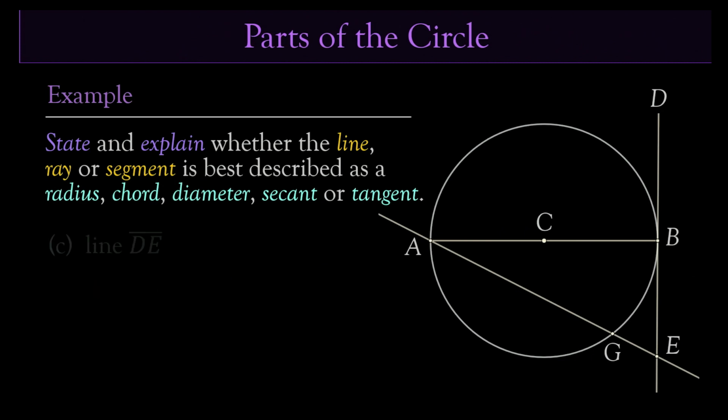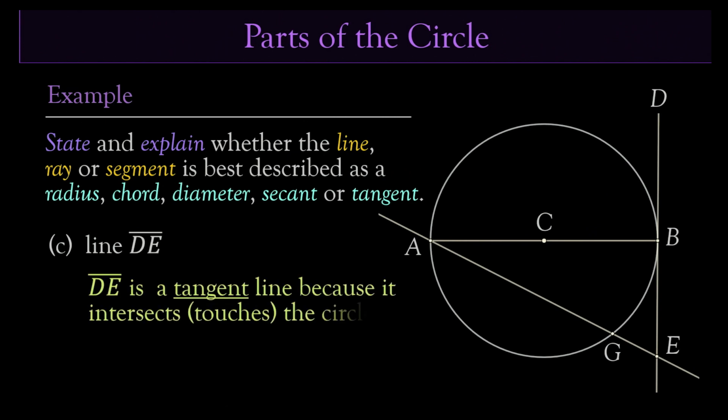Here's the next one, line DE. Line DE, if you can remember that, pause the video and give it a go, state what you think it is, and then try to explain why you think it is that. All right? Assuming you've done so, line DE has to be a tangent because it's a straight line, or you can say a ray that touches the circle at exactly 1 point, and that point is the point B.